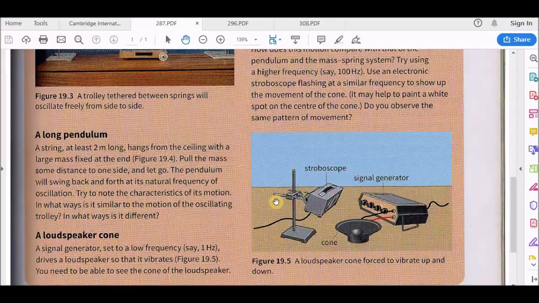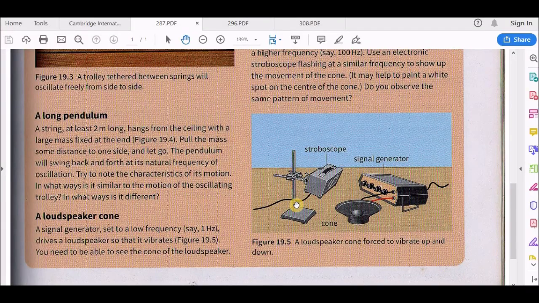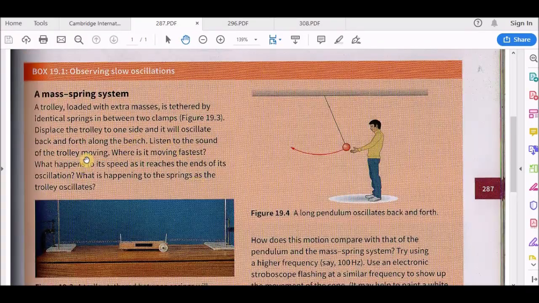Example number 3. I think we answered all these questions, right? By the way, where is the trolley moving the fastest? It will be moving fastest at the equilibrium position.